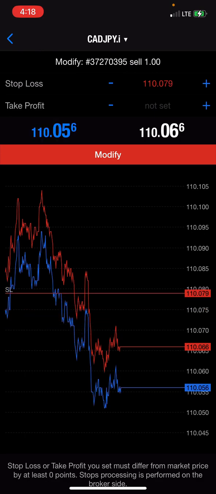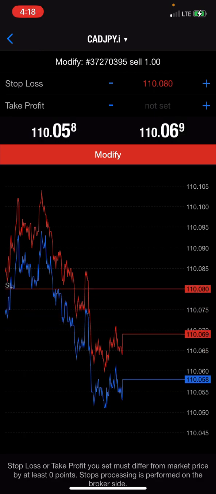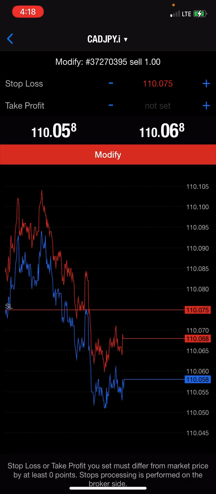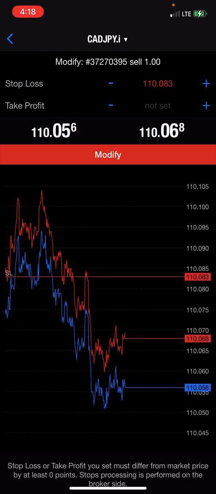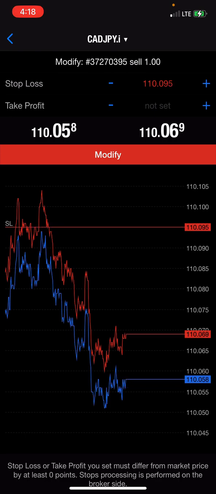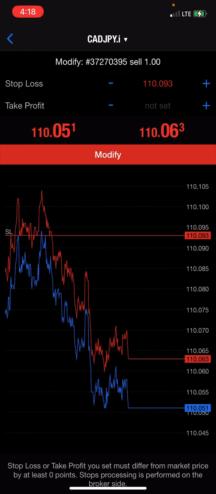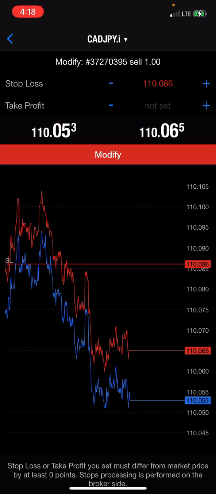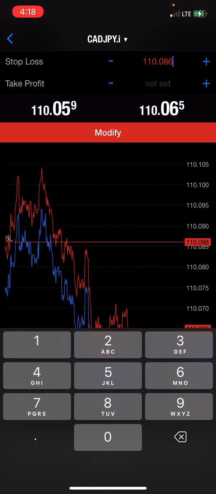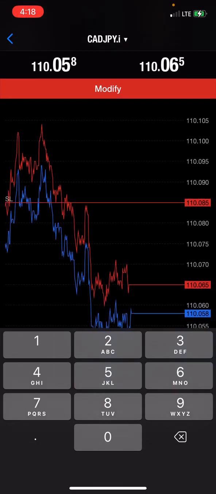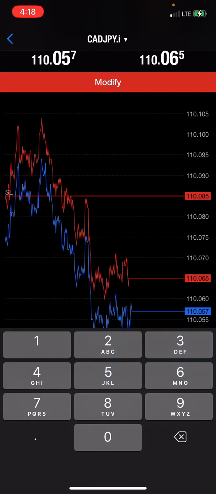But let's say I want to put my stop loss as it drops down and I get into the profit. I'm going to start bringing my stop loss down. Let's say I'm here, right? Let's say I put my stop loss here. And then as it drops down more, because I'm in a sale, I'm just going to keep bringing this down, following the sale pressure and modifying my stop loss.